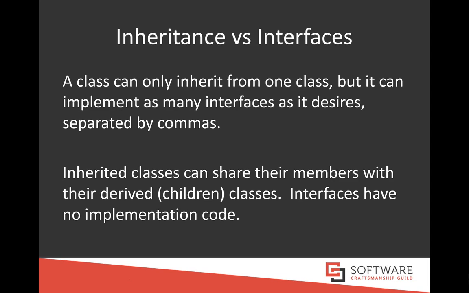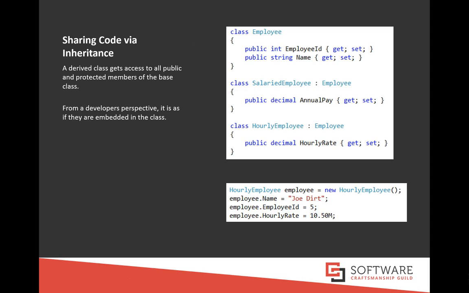Interfaces don't share code. You can only inherit from one class, but you can implement as many interfaces as you want. The second part, as many interfaces as you want, is the reason why developers in C# tend to reach for interfaces instead of inheritance. If you want to share code via inheritance, the derived class gets access to all the public and protected members of the base class. So from your developer's perspective, it does look like they are really embedded in that class.